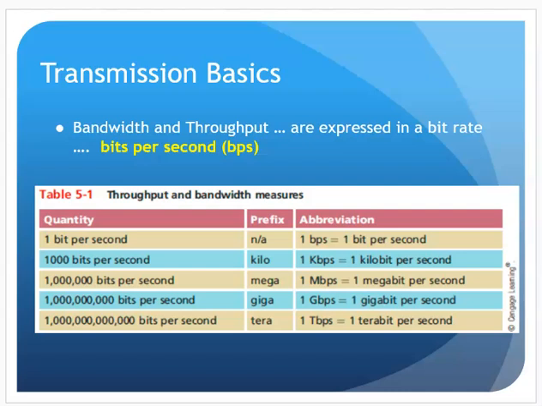They remind us about our bits per second prefixes. Don't forget your kilobit is 1,000 bits per second, your megabit is 1,000,000 bits per second, gigabit is a billion bits per second, and your terabit is a trillion bits per second. Don't forget those metric prefixes.